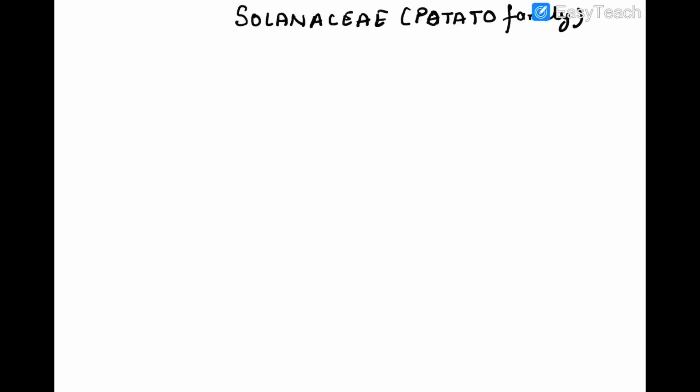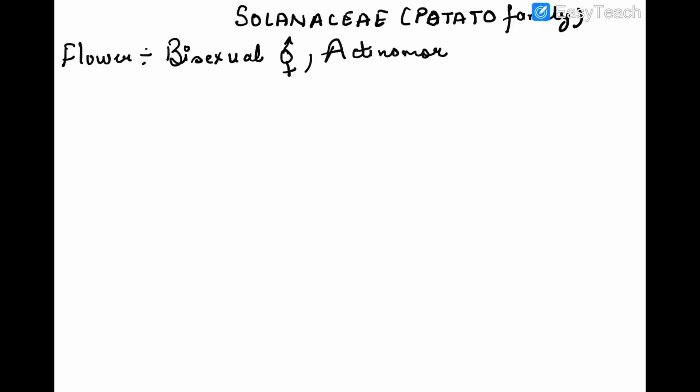Now let us talk about family Solanaceae. It is the largest family known and also known as potato family. Let us look at its flower. Flower of Solanaceae is bisexual, which is represented by this symbol, and it is actinomorphic, which means it can be divided into equal halves by any plane. Let us talk about calyx.